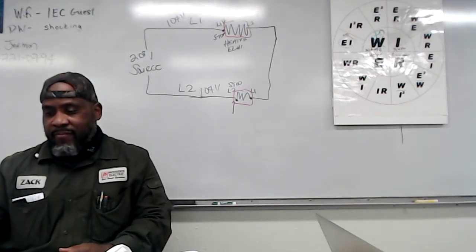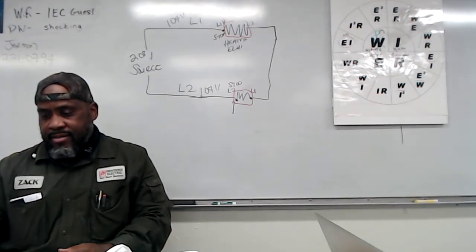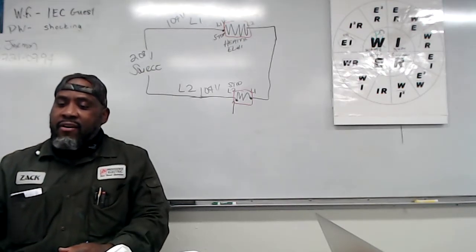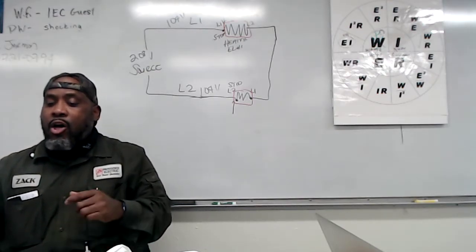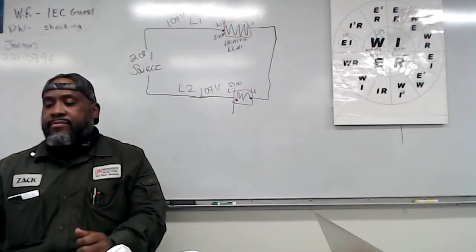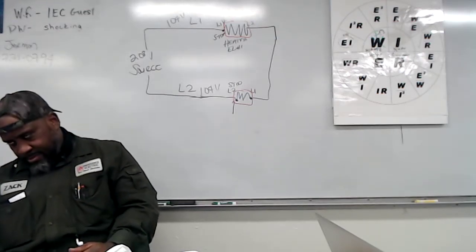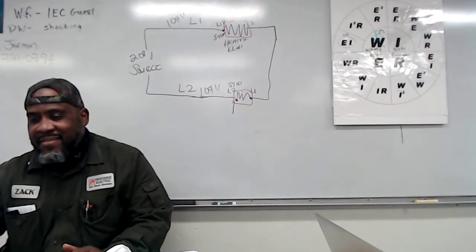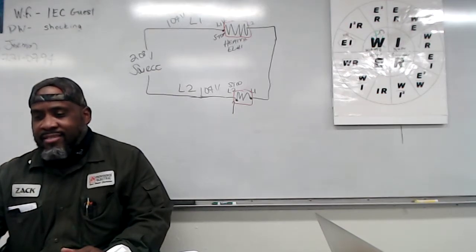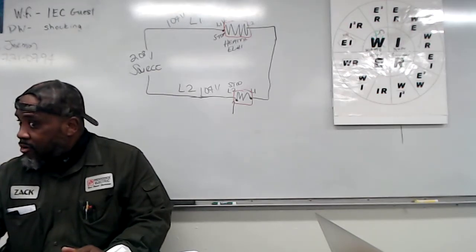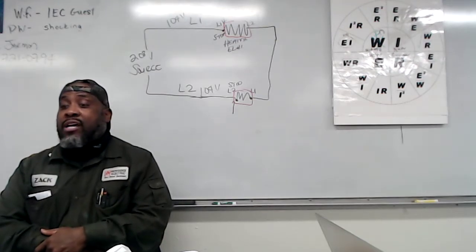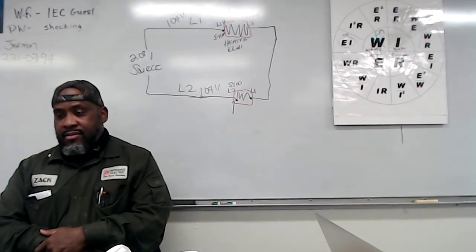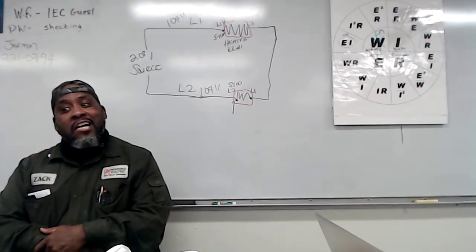Go to 31. Same thing. If the leads of the meter were placed on L1 and L2 on the lower element, what do we get? 208. Who said 208? How you get 208? L1 and L2 on the lower, because it's got 1 and 1. Okay, what does L1 have on the lower element? It says L1 and L2.